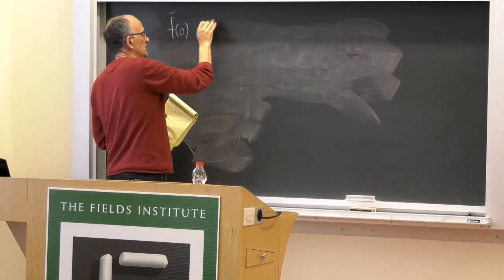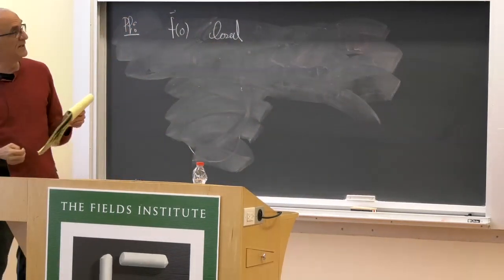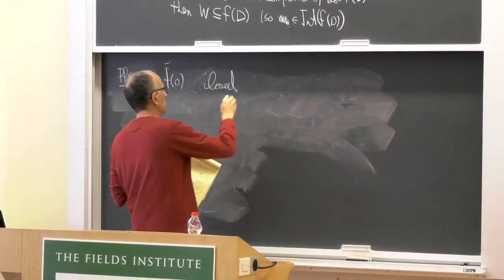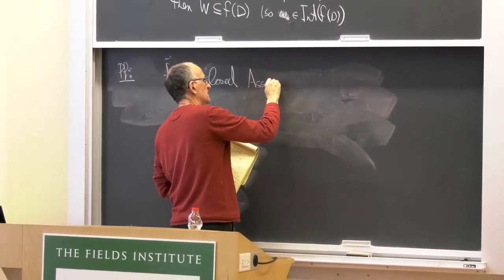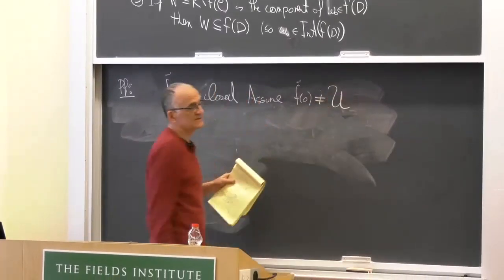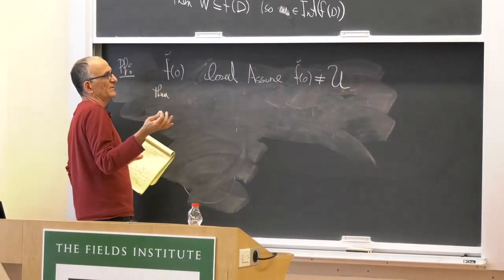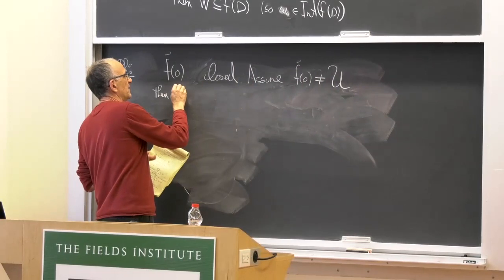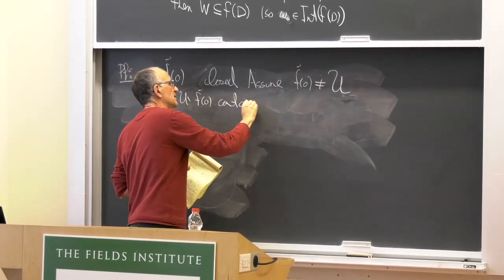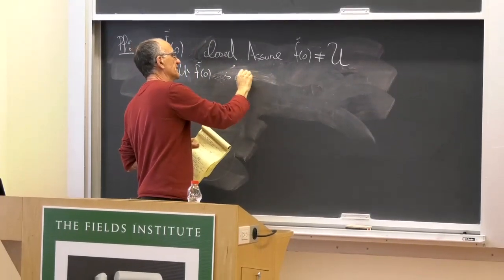The inverse of zero is closed just by continuity. So because U is definably connected, it's enough to show that it's also open. So assume that F inverse of zero is not the whole of U, so it's not constantly zero. Then, this is just true because it's closed, U minus F inverse of zero contains an open set. It's open and non-empty.